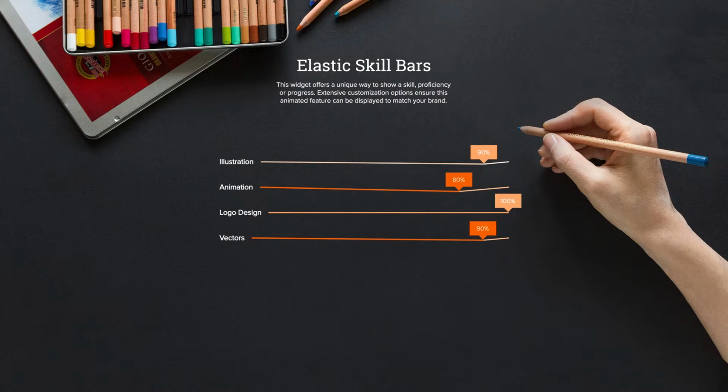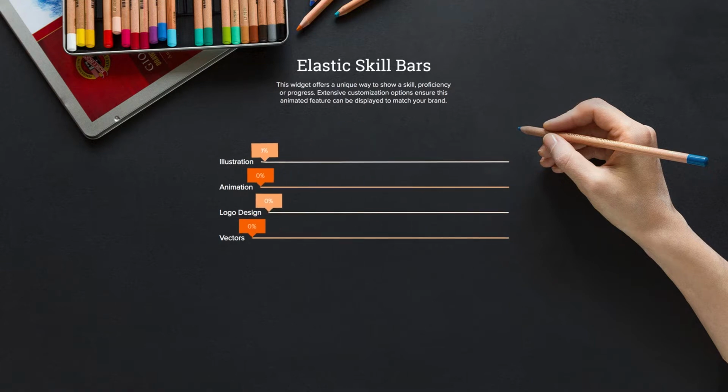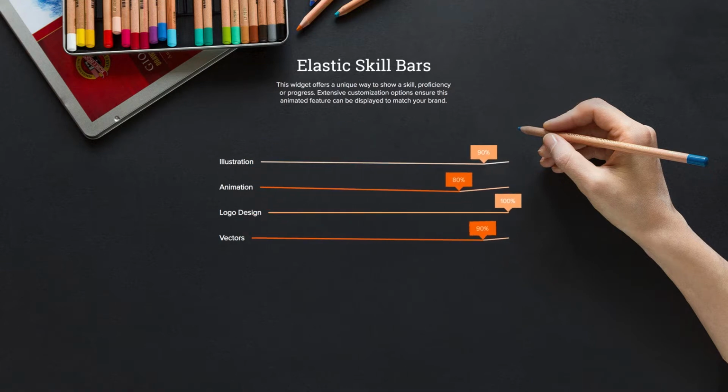Today we're going to do a quick walkthrough of our new Elastic Skill Bars widget. Now I'm going to refresh the page here so we can see a little bit more of the visual effects going on here. And as you can see, this is a widget to display progress bars in a much more engaging way than the norm, whether that be skill level, proficiency, or progress really of any sort.